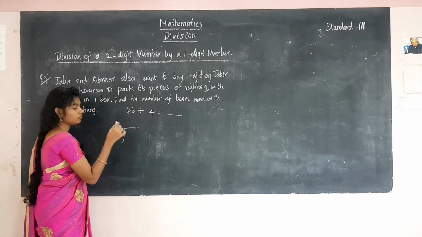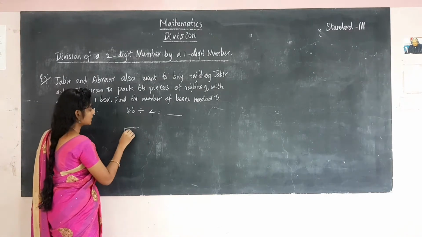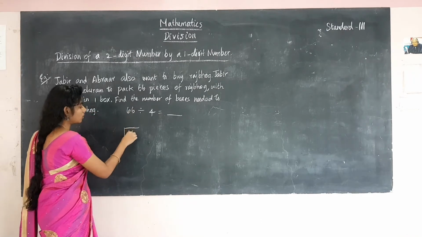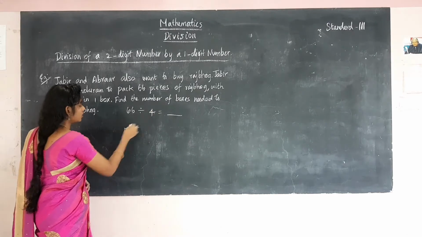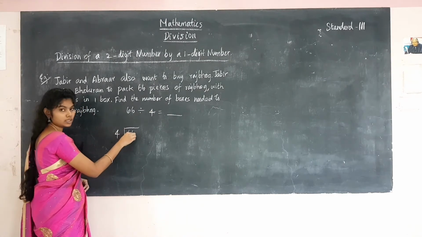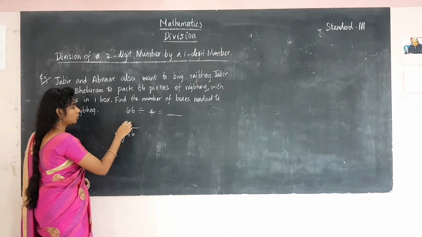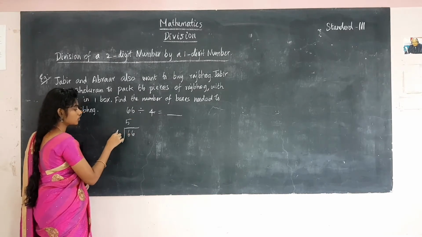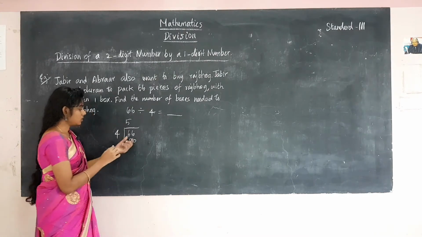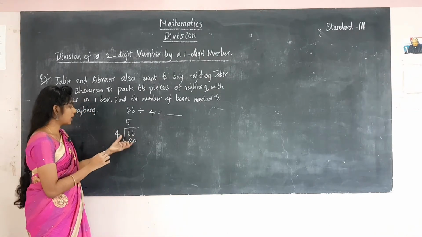First draw an inverted L and write 66 inside, because that is the dividend. So the dividend should be written inside and the divisor should be written outside. Now I am going to take the 5 table. 5 4s are 20, which is within this number. So I am taking that.